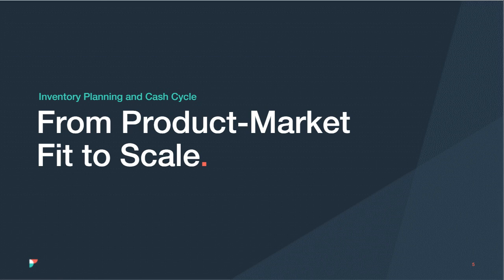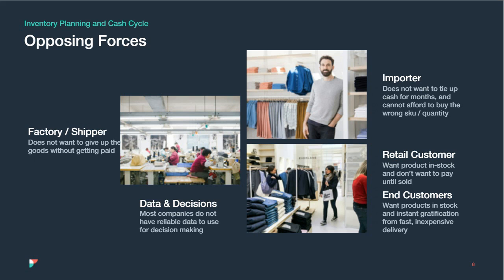So first, let's talk a little bit about why these conditions exist and why it's hard to plan for inventory and cash. And really, to do that, we have to get into the minds of the different parties who are part of this ecosystem in global trade. One is your factory and your shipper. The factory and the shipper have a particular interest, and it's actually quite common sense. They don't want to part with the goods until they've been paid.